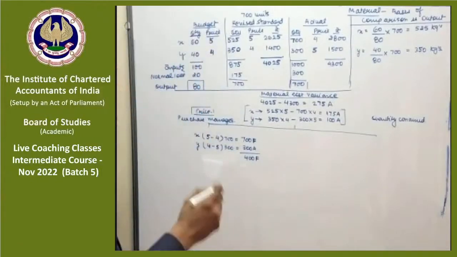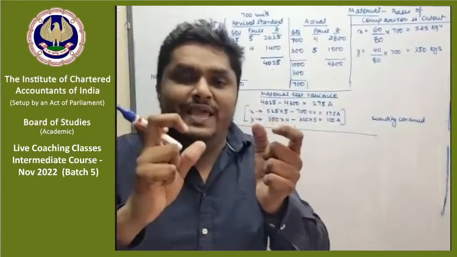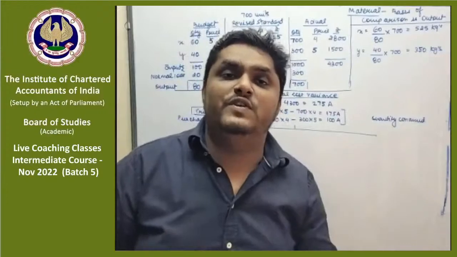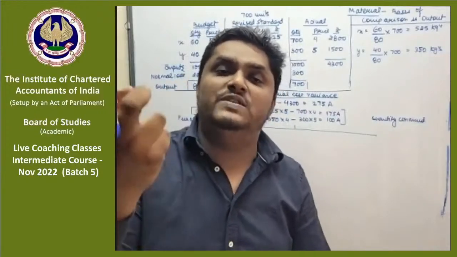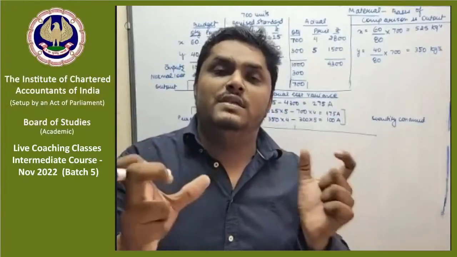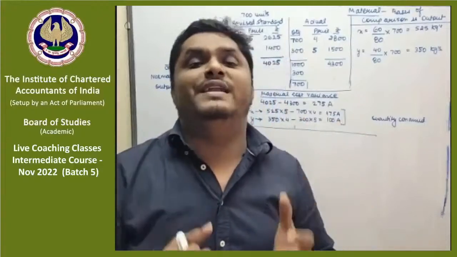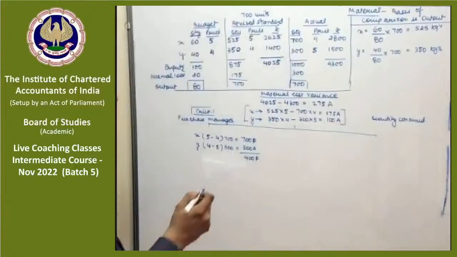So we call this variance, since this variance talks about the price, that is the difference in the price, how much price we should have purchased at and how much price we actually purchased at. So this variance tells about the difference in the price. So we call it material price variance.